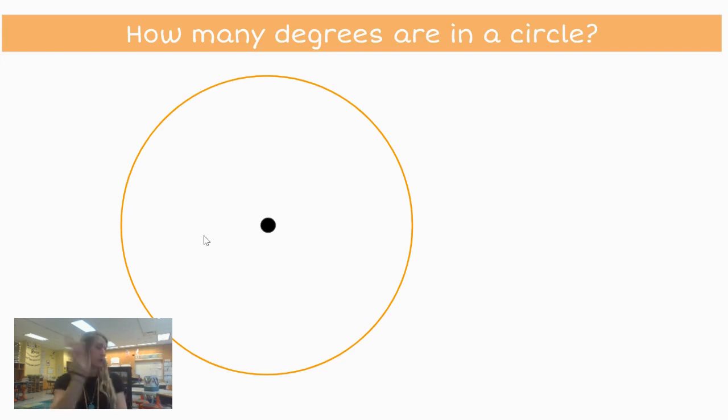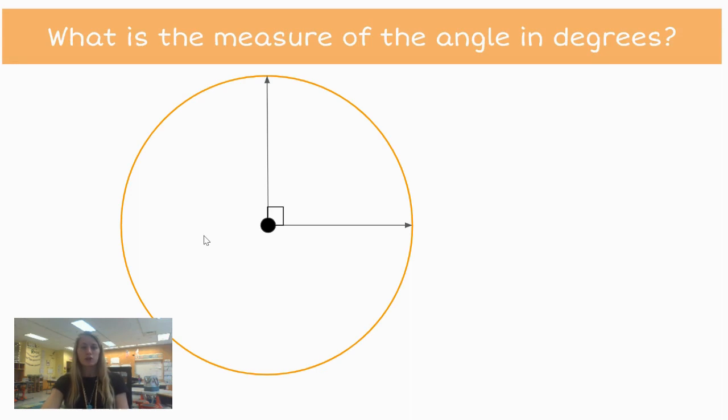Well, if you remember, if you spin all the way around, or if you can do a complete backflip, you are doing a 360. That means you are turning all the way around or in a complete circle. What is the measure of an angle in degrees? So if we look at this part of the circle, how much of the circle is being measured?